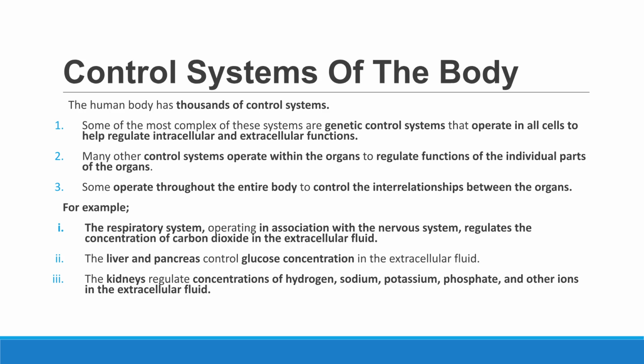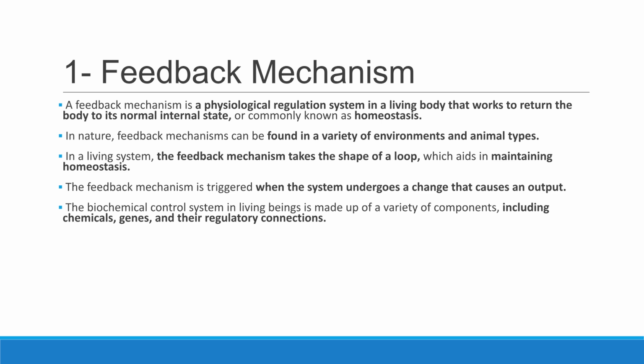The human body contains thousands of control systems. Examples include genetic systems regulating cell functions and integrated systems like the respiratory system, liver, pancreas, and kidneys, which control extracellular fluid concentrations. A feedback mechanism is a loop system that regulates physiological parameters to return the body to homeostasis. It is triggered when the system undergoes a change, resulting in an output.